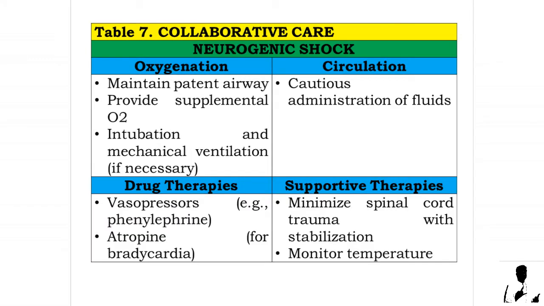Neurogenic shock. Under oxygenation: maintain patent airway. Provide supplemental oxygen and intubation and mechanical ventilation, if necessary. Under circulation: cautious administration of fluids. Drug therapies include vasopressors, for instance, phenylephrine and atropine, for bradycardia. Supportive therapies include minimize spinal cord trauma with stabilization and monitor temperature.